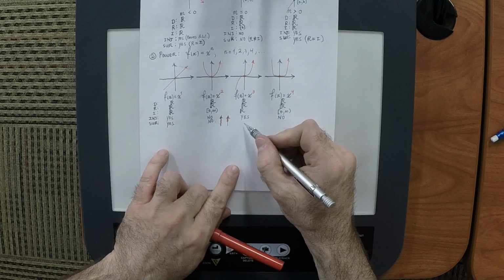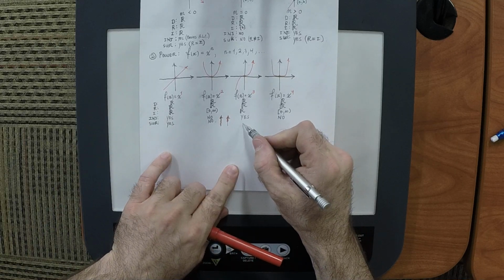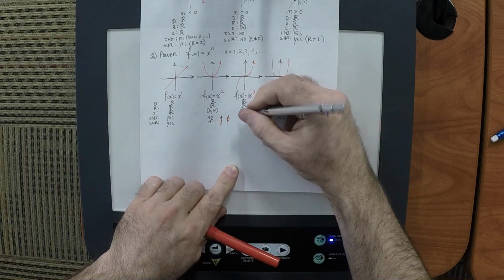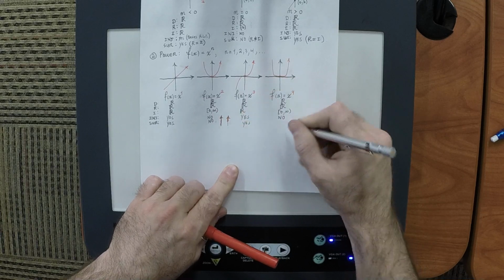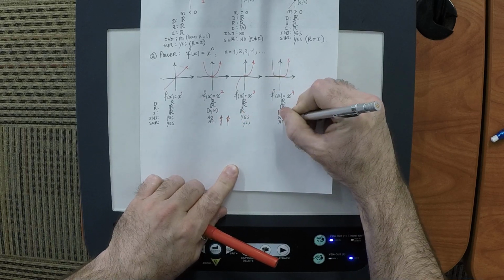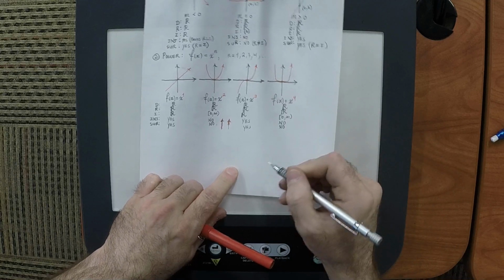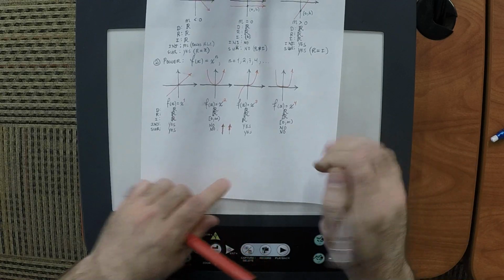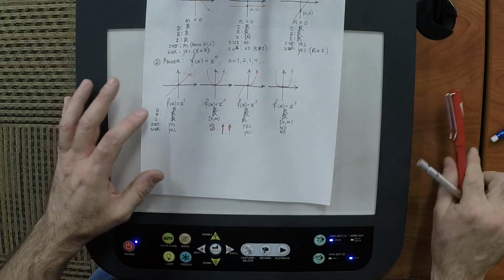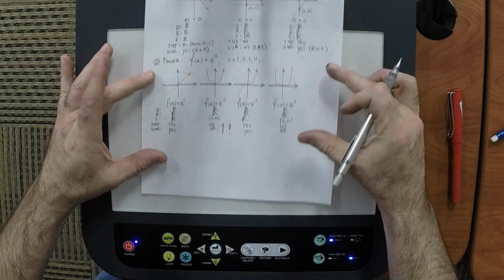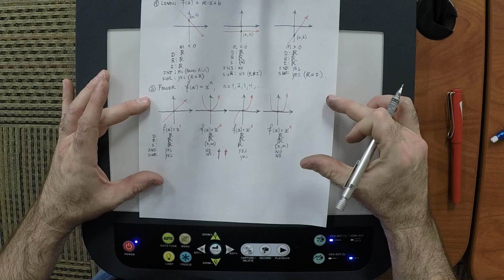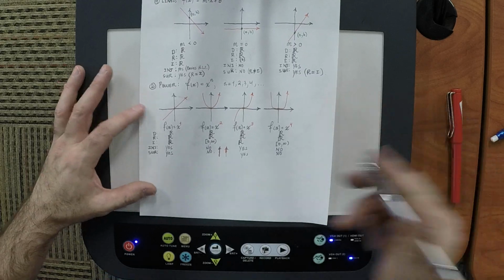Is this one surjective? Yes. This one? No. The next one? Yes. The next one? No. Good. Any question about this one? Okay.